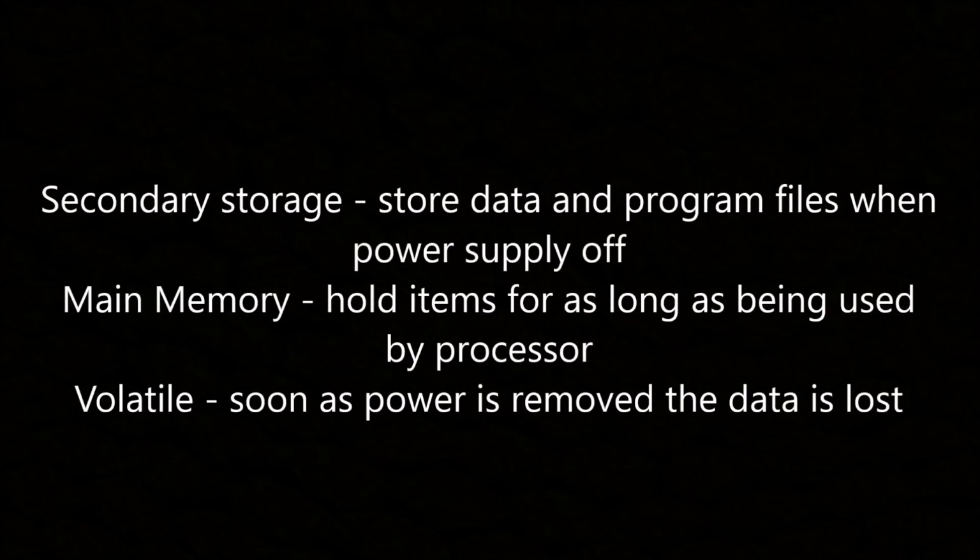Secondary storage is where data and program files are stored when the power supply is off. Main memory holds items for as long as they are being used by the processor, so it is volatile, and as soon as the power is removed, the data is lost.